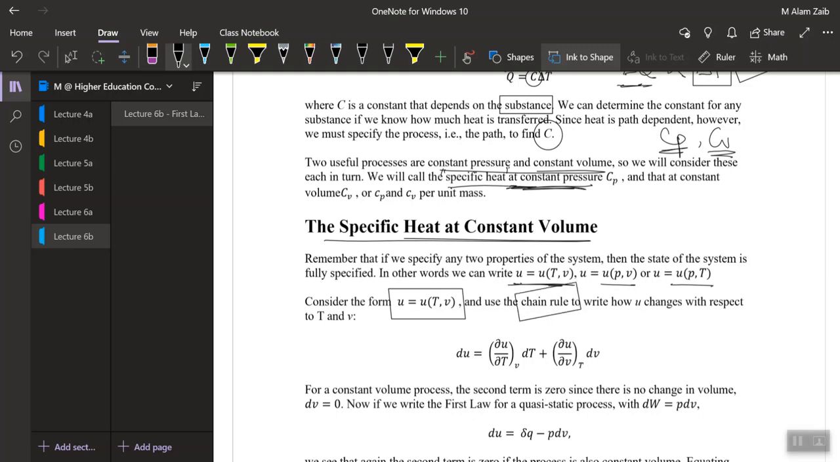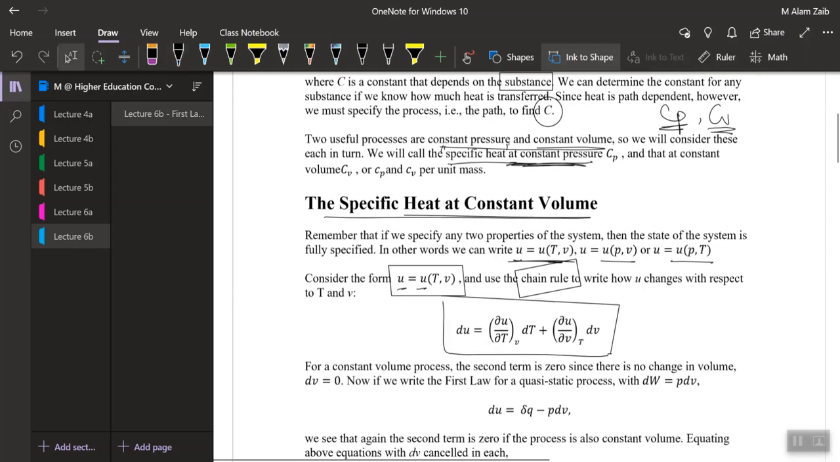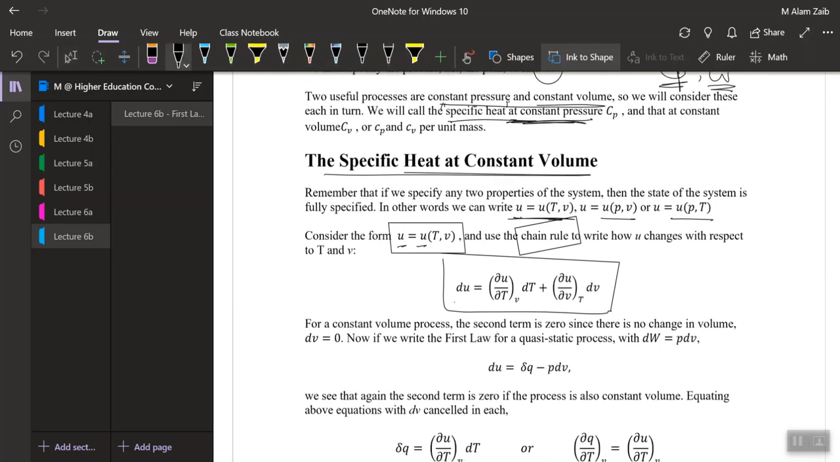So the change in internal energy du would be du by dT into dT plus du by dV into dV, as a function of temperature and as a function of volume. So using the chain rule, I can actually expand the equation something like this. I've got another equation, and that is of the internal energy.